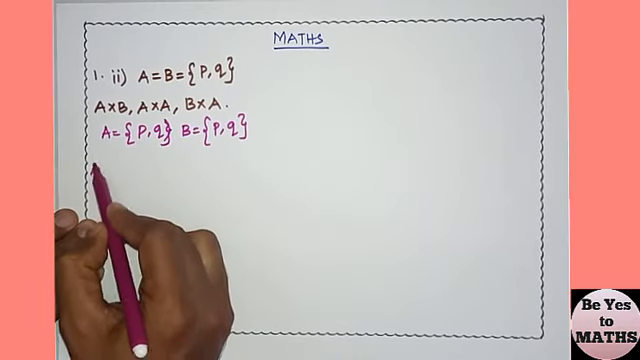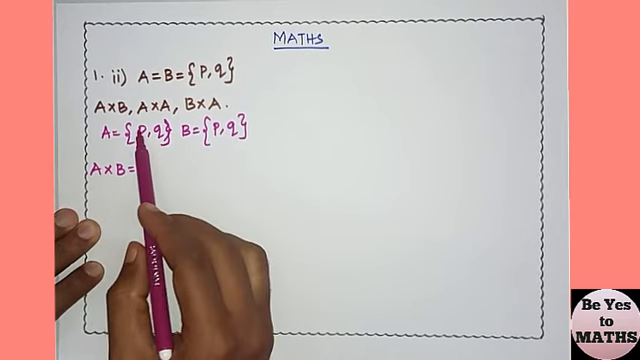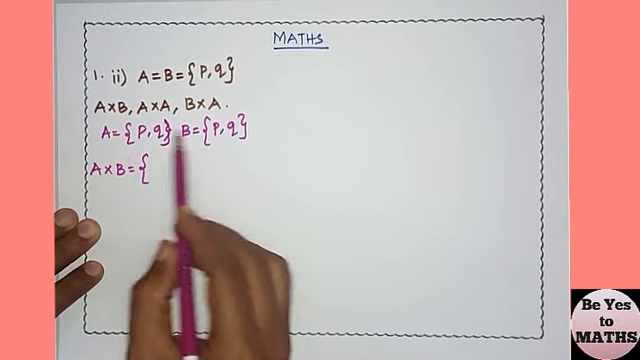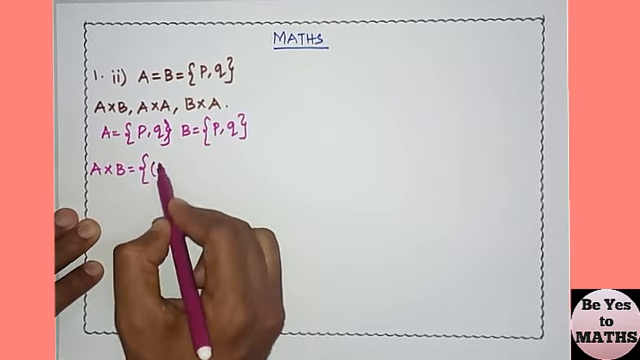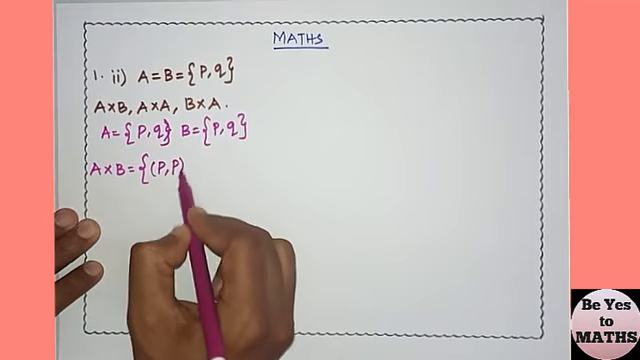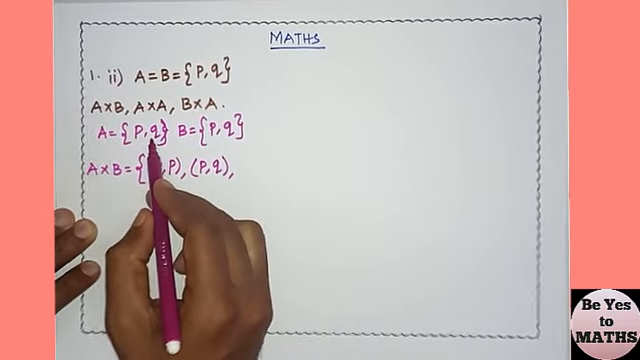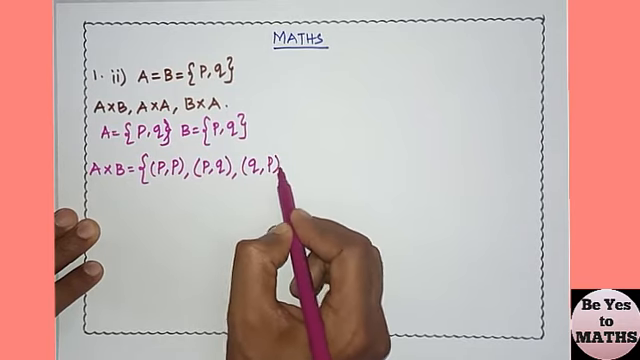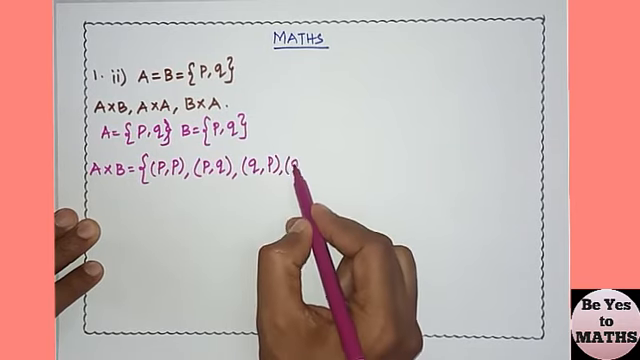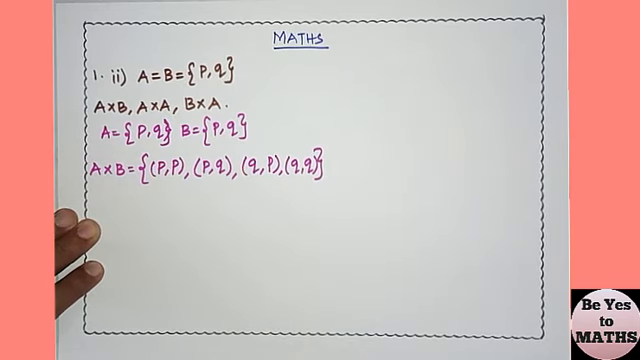So A cross B: here take element p from set A and pair with all the elements in set B. So p comma p, p comma q. Now take element q: q comma p, at last q comma q. You can directly do like this, or else draw the domain codomain diagram and write it.